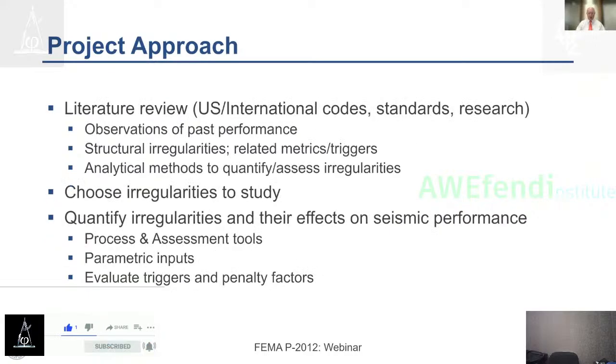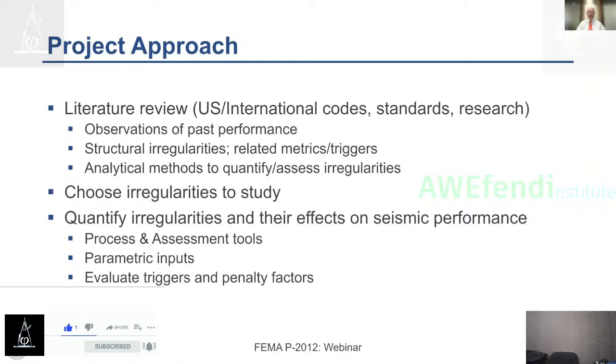The way that the project approached this was to do a literature review first, understand what has gone before, how the US and international codes and standards and guidelines address configuration, look at the research that's available, consider the observations in past earthquakes, and think about what the greater structural community has considered to be irregularities. What are the metrics and triggers that have been used? What kind of analysis methods can be used in order to do the quantification that the project aimed for?